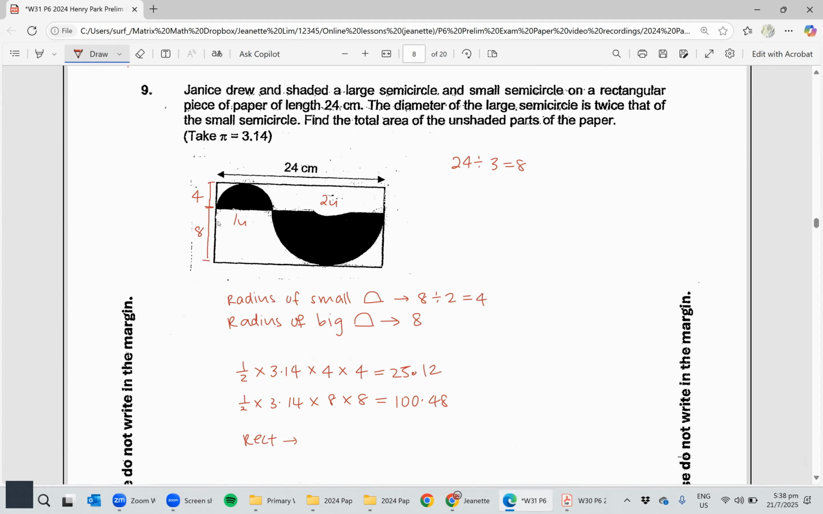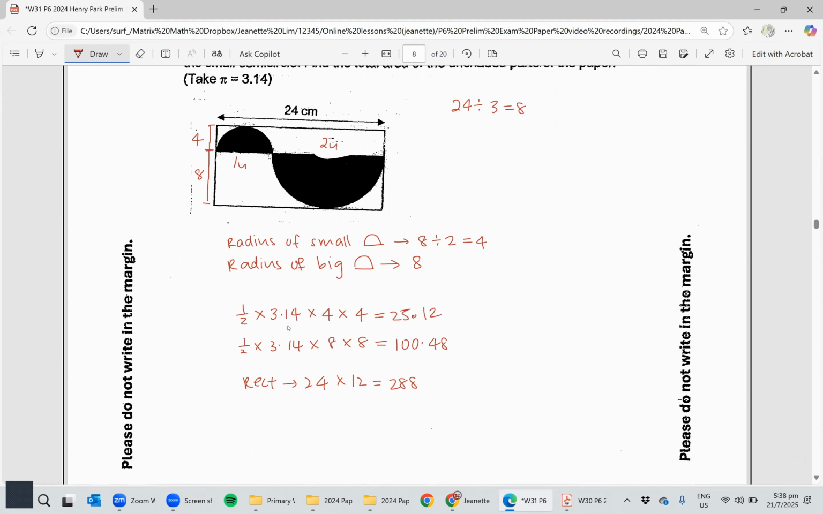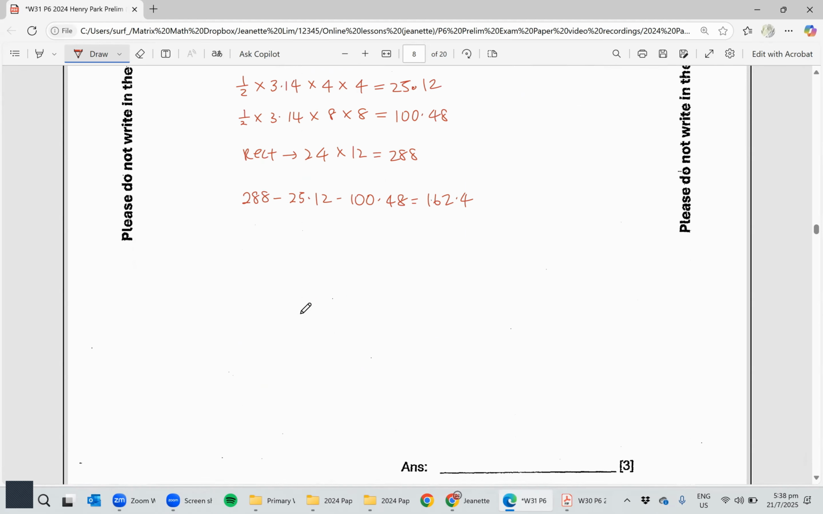The rectangle would be 24 times 12, which is 288. Now you just minus off: rectangle minus the 2 semicircles. And you will get 162.4. That's the unshaded part that we want, in square cm.